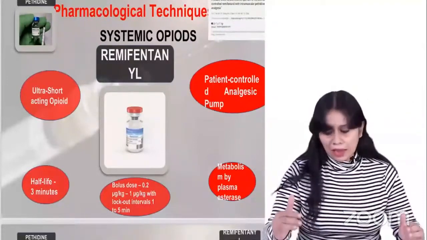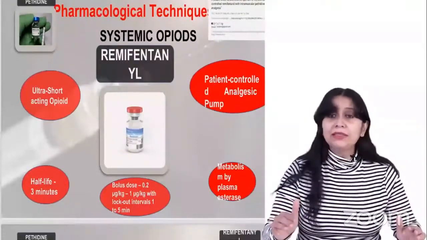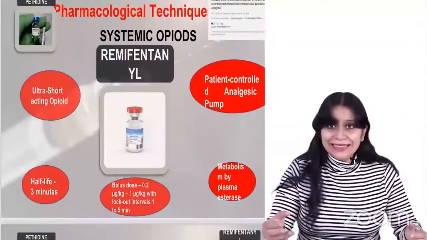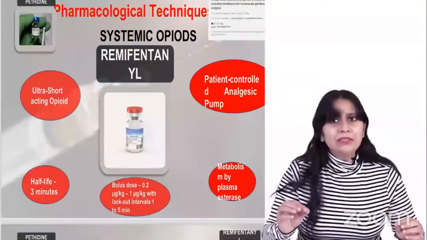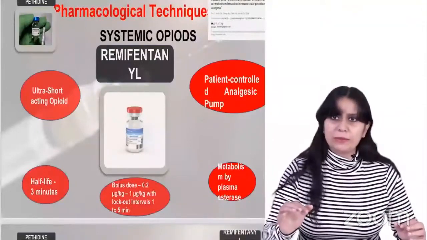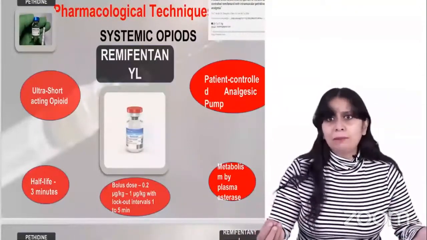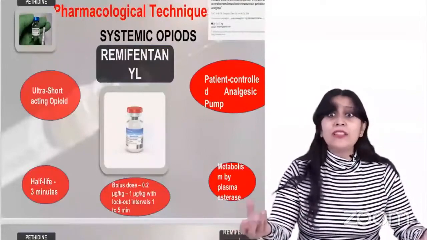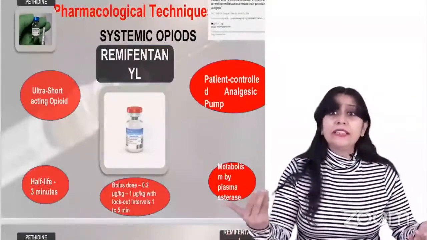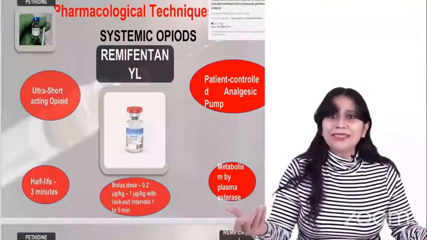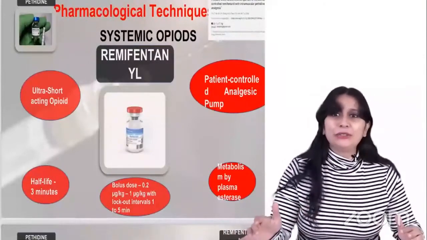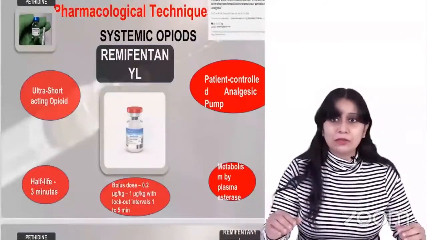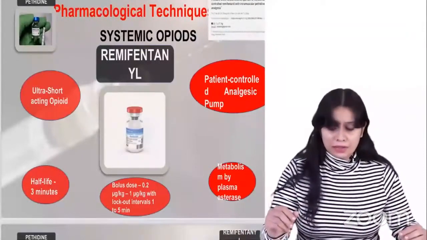patient-controlled analgesic pumps, and remifentanil can be metabolized even in the fetus, because it doesn't require the liver and kidney for its metabolism. It requires just plasma non-specific esterase, which is released by RBCs and WBCs. So it can be metabolized even in the fetus. So it had not much effect on the fetus, including the respiration of the fetus. This was a benefit of remifentanil.